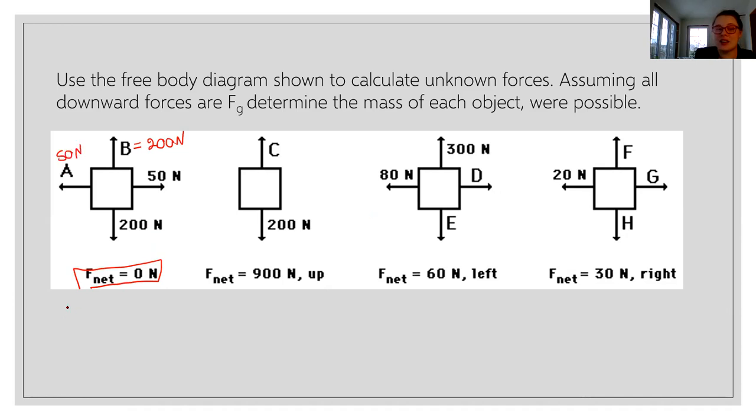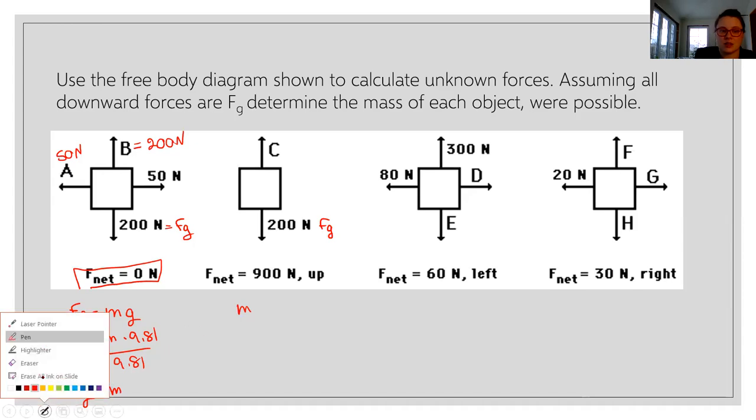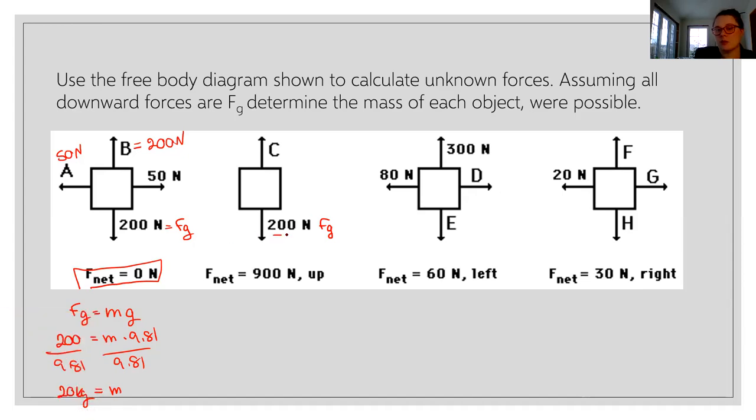They have to balance. If I want to know the Fg, I could say Fg equals mass times gravity. I've got 200 newtons is equal to mass times 9.81. And we get a mass equal to 20 kg. Okay, so we're just using this as equal to Fg. We know here, if this is Fg, our mass is still going to be 20 kg because we have the same force of gravity.